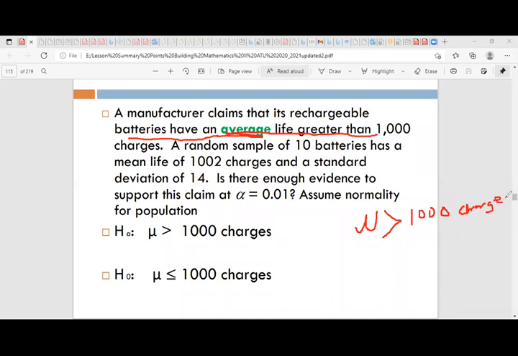So the average of the population is greater than 1,000 charges. Now, since we are testing to determine if this statement is true or false, if it is true, then this is the statement. But if it is false, then it will be a contrary statement, right? And the contrary statement to greater than will be less than or equal to. So if it's not greater than, then it may be equal to, or it may be less than 1,000 charges.